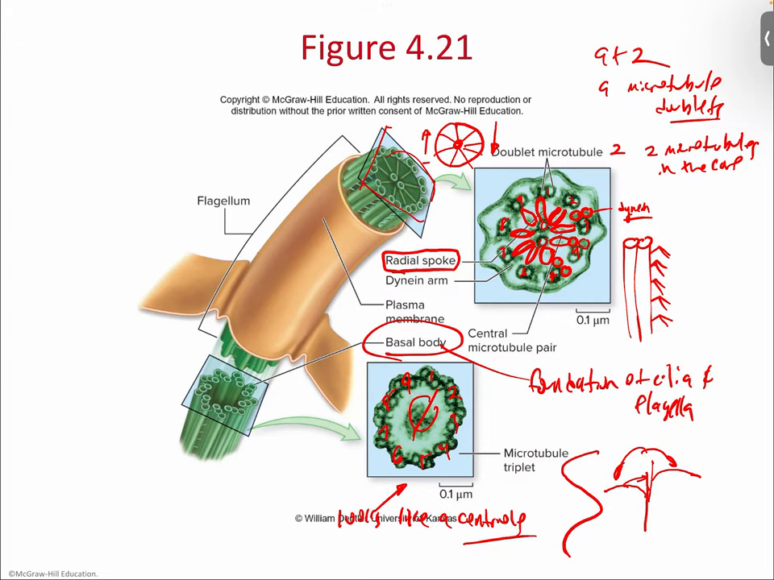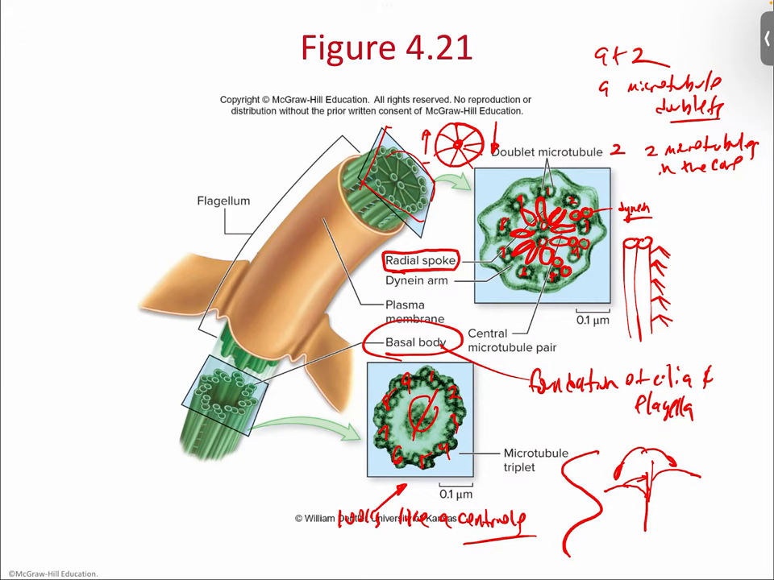No, because their cargo binding domain, which would be attached to the cargo, the vesicle in this case, is attached to the microtubule instead. Exactly. But they're still trying to walk, right? It's just that you've got them stuck to the microtubule. So they're just grabbing on to the other microtubule and they're walking it down.